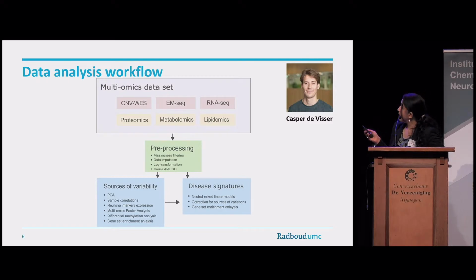Once that was corrected, we performed data pre-processing, which included multiple steps to handle the missing values, log transformation, scaling, and also quality control per omics layer. Then, since our aim was to determine the sources of variability, multiple different approaches were used, which resulted in multiple different plots. In view of time, I will only present a few of the key findings from this study.